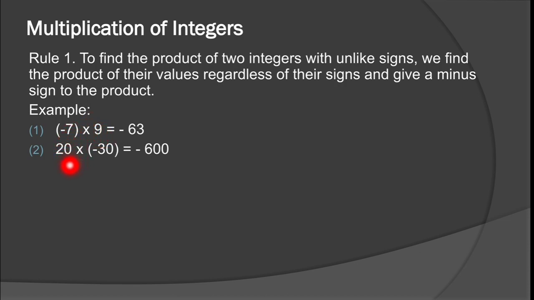In the second example, you can see that we have to multiply 20 and minus 30. Again, it is clear that 20 is a positive integer and minus 30 is a negative integer. So we just multiply their values, that is 20 into 30. After multiplying 20 into 30, we get 600. But we put a minus sign here because we know that we are multiplying two integers having opposite signs. So our result will be minus 600.